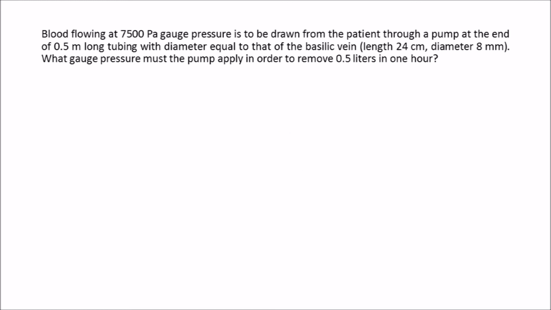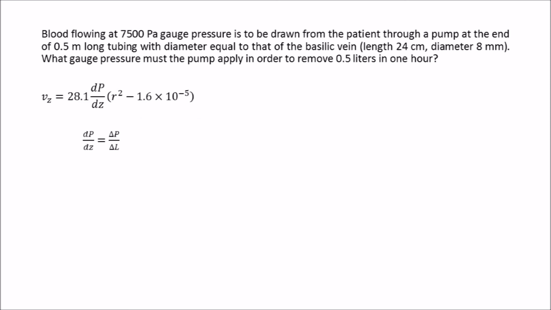We'll now move on to the second part of this video, where we'll apply the result that we just found. So for the patient described in the first part of our video, we want to remove blood through a pump at the end of half-meter long tubing, and we want to know the pressure that the pump will have to apply in order to remove half a liter in 1 hour. We have the expression for velocity in the vein, which we derived in the first part of the video. Since we're using tubing with the same diameter as the vein, this expression remains valid.